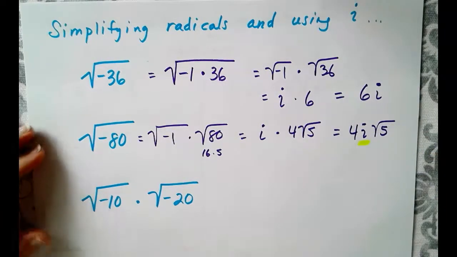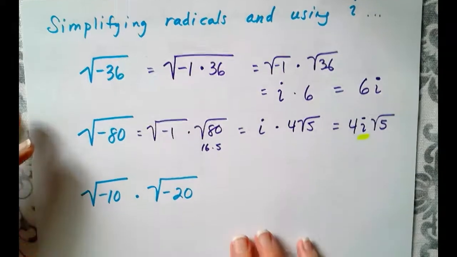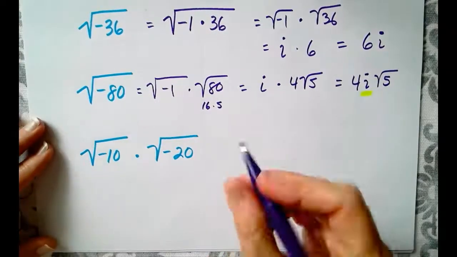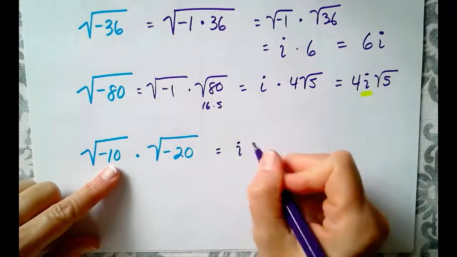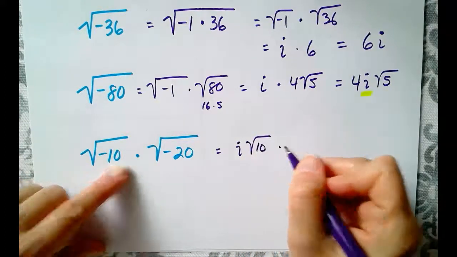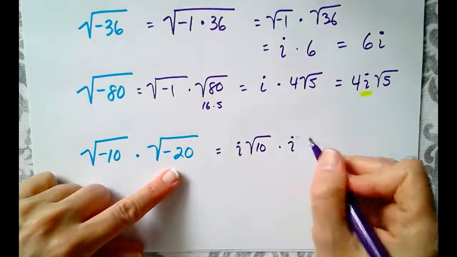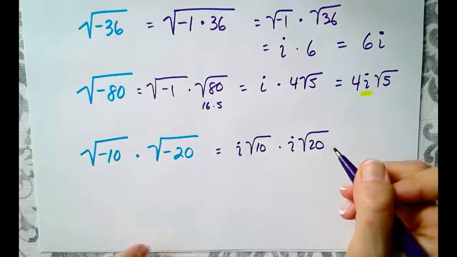because it's never going to be underneath a radical. Now when we have multiplication down at the bottom, once again, we're still going to take out the i's first. So the square root of -10 would be i root 10. The square root of -20 would be i root 20.